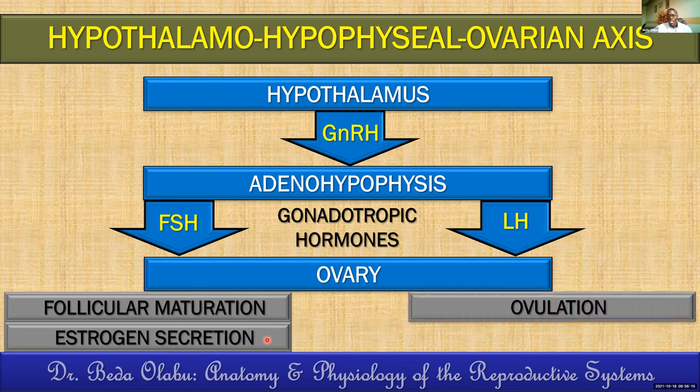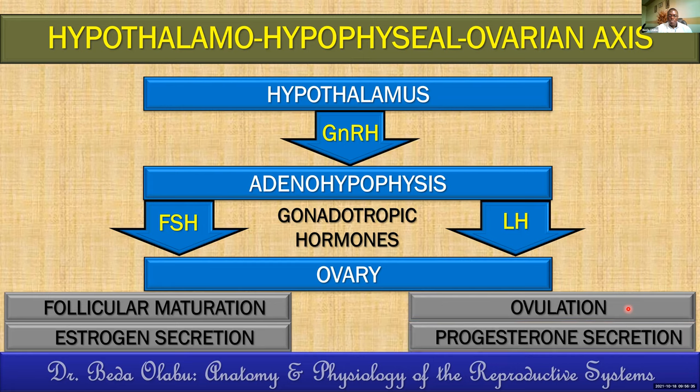On the other hand, luteinizing hormone is usually at high levels around the time of ovulation. And so we associate this luteinizing hormone surge with ovulation. After ovulation, the cells of the follicle tend to produce more progesterone than estrogen. And there's a link to that aspect, luteinizing hormone stimulating the secretion of progesterone.